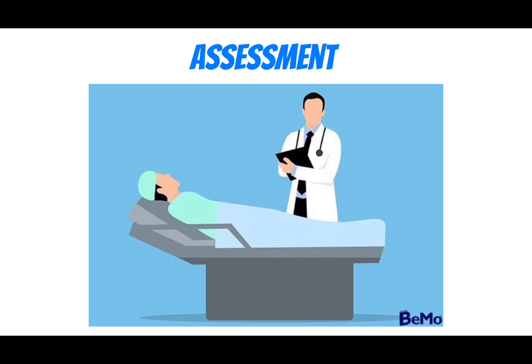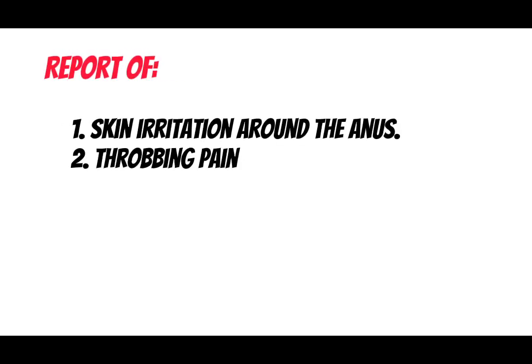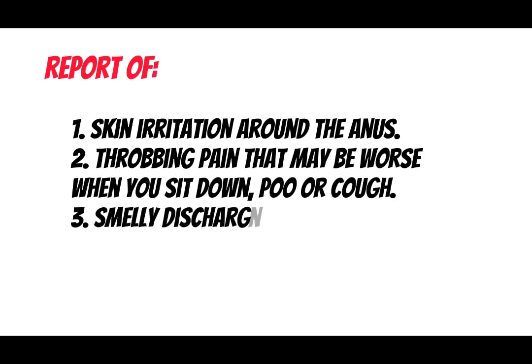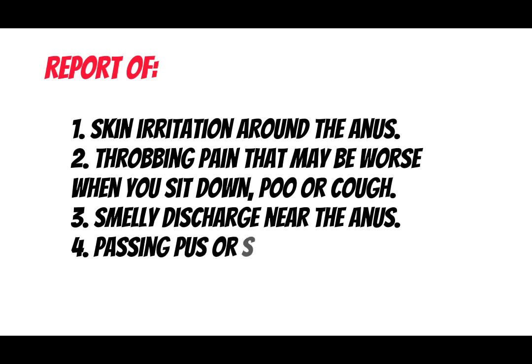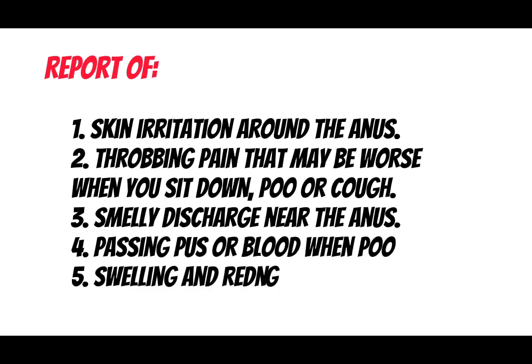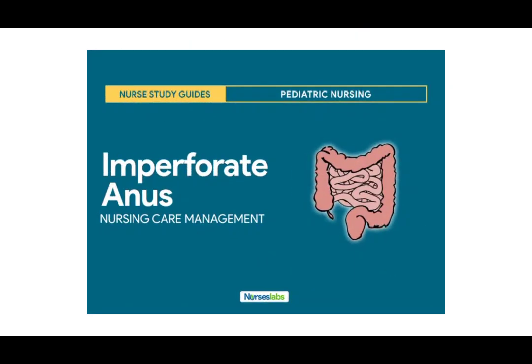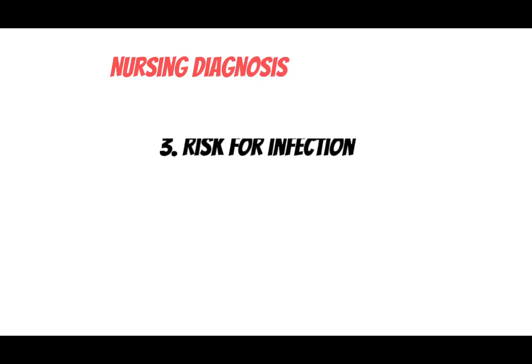Upon assessment, the patient may report skin irritation around the anus, throbbing pain that may be worse when you sit down, poo or cough, smelly discharge near the anus, passing pus or blood when you poo, swelling and redness around the anus. The possible nursing diagnoses based on assessment data are 1.